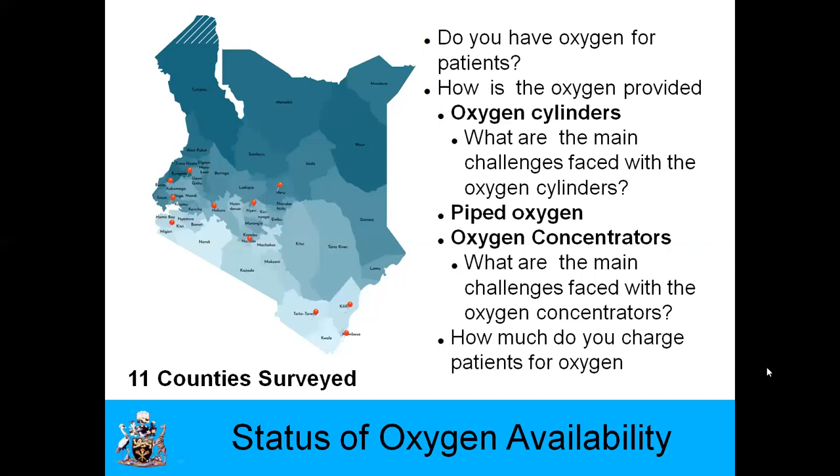Question number one, do you have oxygen for the patients? If the answer is no, the survey ended. If you do, then the next question was in what forms do you have it? Is it cylinders, piped oxygen, concentrators? And then depending on the options you pick, we asked what are the main challenges you're facing with the cylinders? What are the main challenges you're facing with the concentrators? And the last question, we just wanted to have an idea of, for those who charge for oxygen, how much are you charging? So again, here we're looking at the patient price, not the cost to the hospital. What is the price that the patient actually sees?